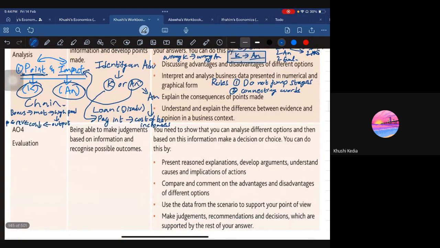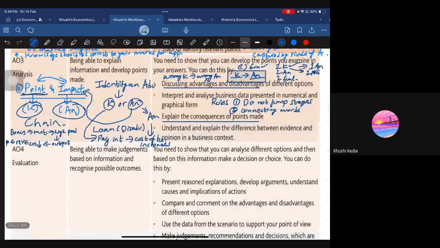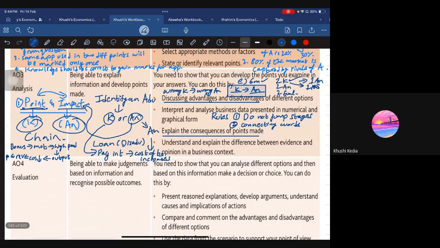Now moving forward. So you see here, it also says explain the consequences of the points made. Discussing the advantage and disadvantage, like going into the length of what is going to happen if the disadvantage occurs. And this is not the analysis. What things are not the analysis? I tell you one thing.